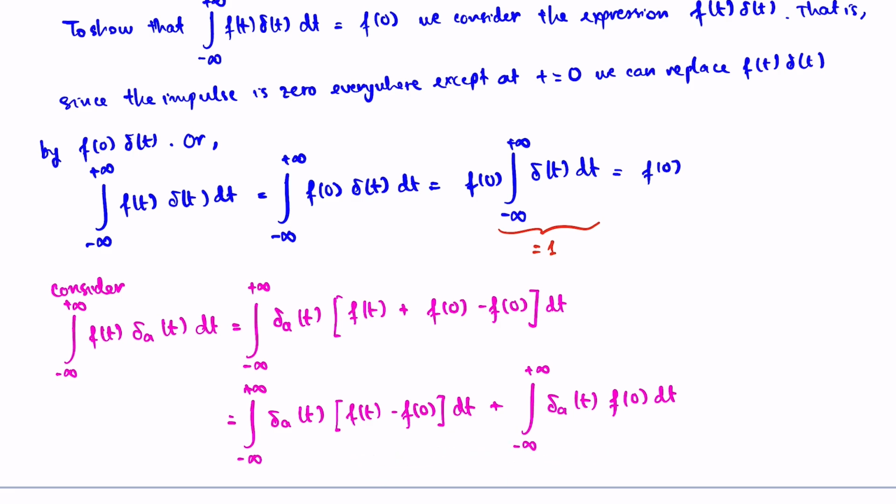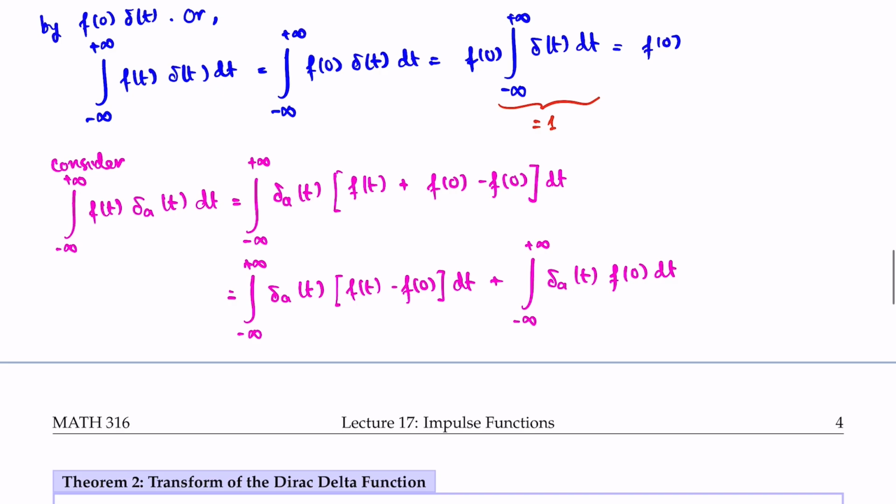Remember, we want to take a to 0. The idea is that the impulse is 0 everywhere except at t equal to 0, so you want to let a go to 0. And when you let a go to 0 and take the limit at t equal to 0, f of t minus f of 0 is going to be equal to 0. So this term is going to go to 0 as a approaches 0. And that's why you're left with just this particular improper integral.